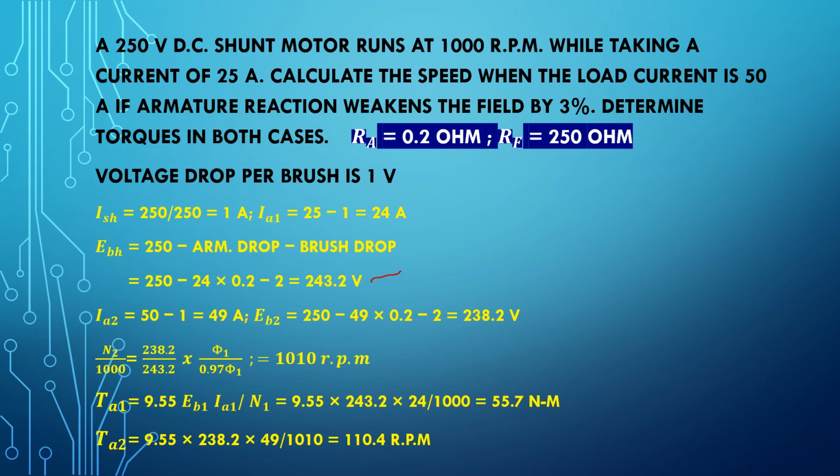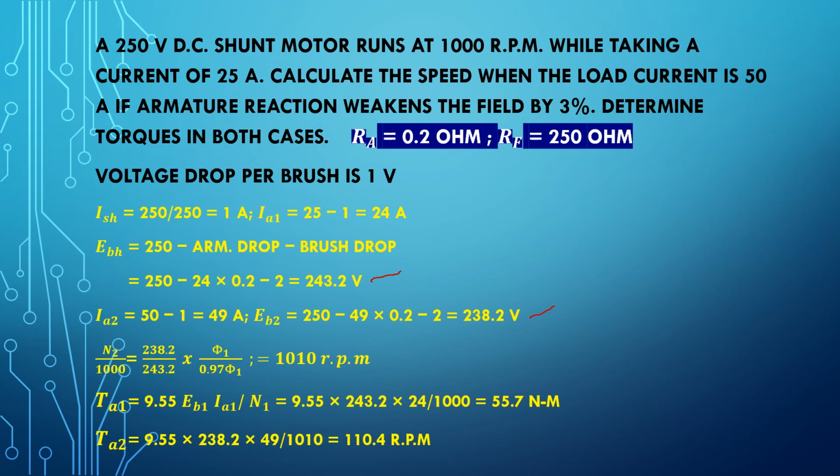And to find the current I sub A2, it is equal to 50 amperes minus 1, so it's equal to 49 amps. And to find the voltage E sub B2, it is equal to 250 minus 49 times 0.2 minus 2, which is equal to 238.2 volts.